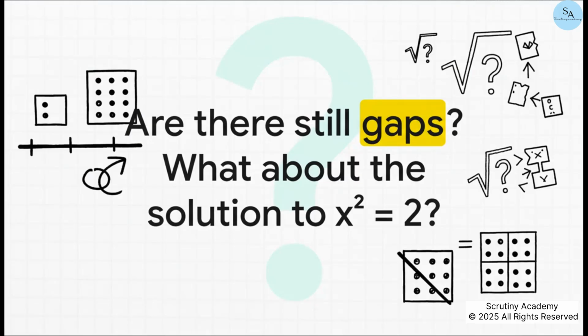Let's think about this little equation. x squared equals 2. So what number, when you multiply it by itself, gives you exactly 2? Well, it can't be 1 because 1 squared is 1, and it can't be 2 because 2 squared is 4. So the answer has to be somewhere in between 1 and 2. But the real question is, is that number, the square root of 2, a rational number?